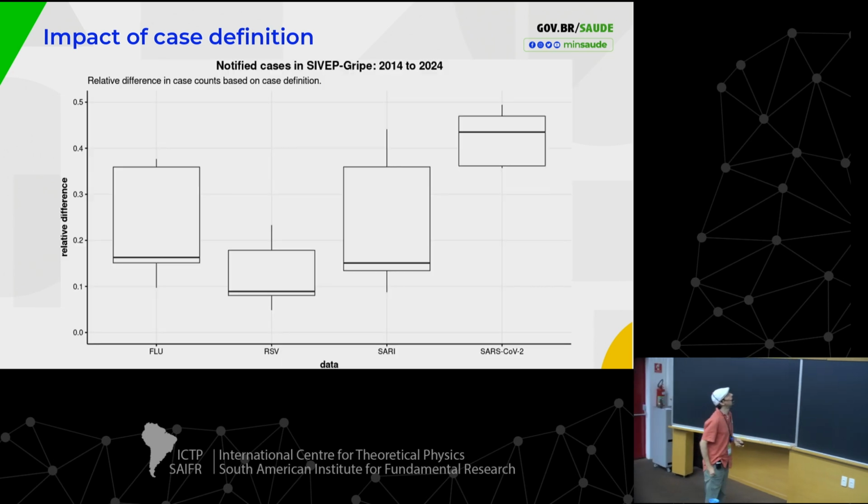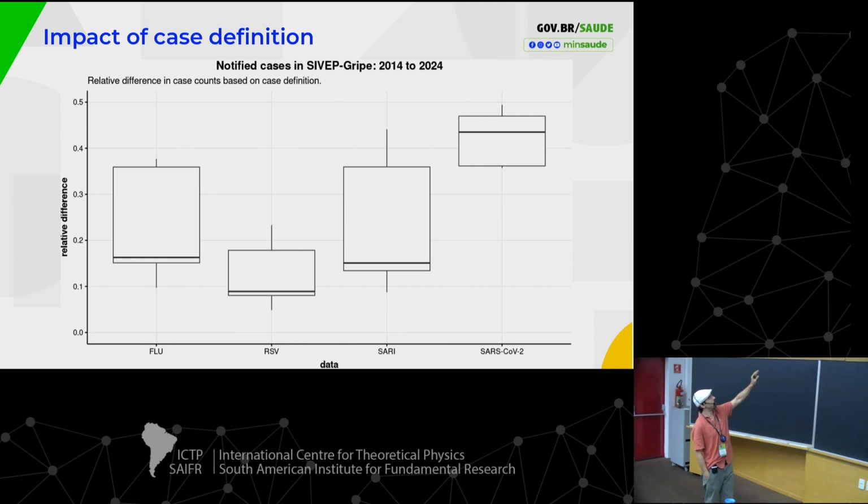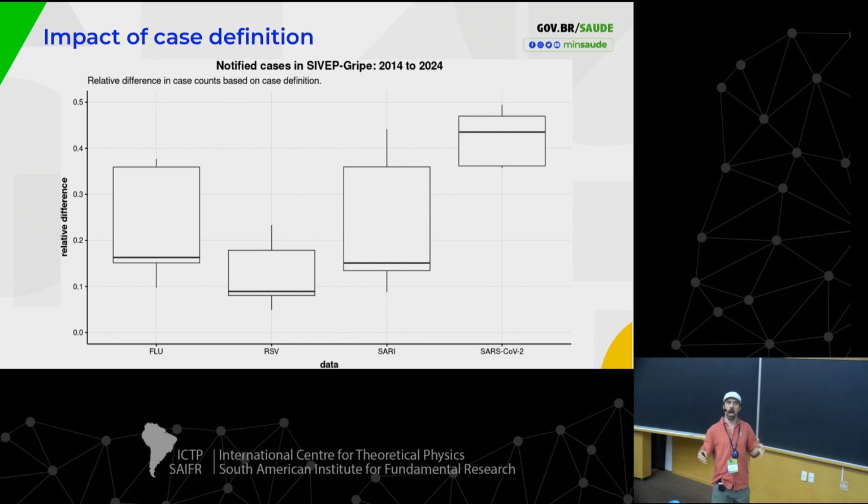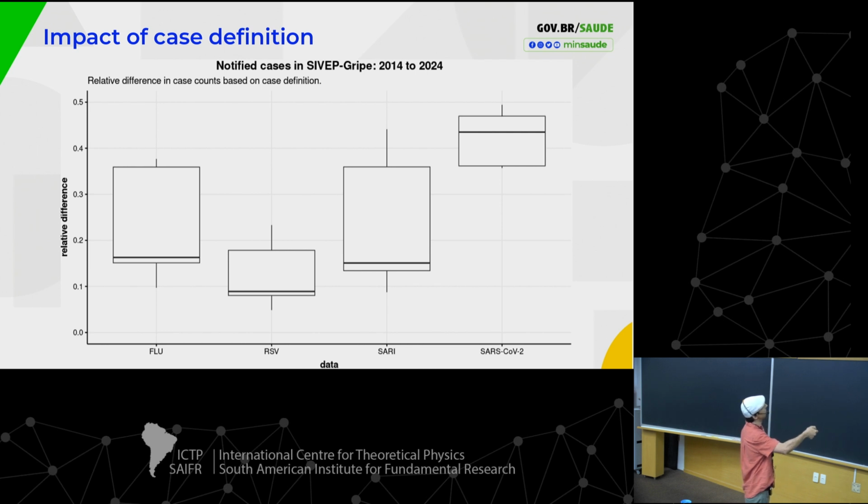Now, what happens is, looking into the data set, applying filters and counting the number of cases for every year between 2014 all the way to last year, 2024, what we have here is the relative difference in the number of cases each year for all SARI cases, those associated with influenza, with RSV, respiratory syncytial virus, or SARS-CoV-2, so those associated with COVID-19.